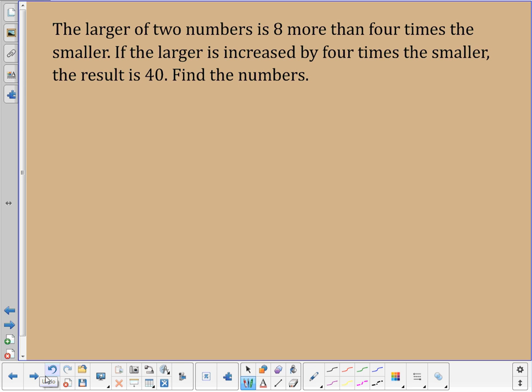Let's take a look at number 8. It says the larger of two numbers is 8 more than 4 times the smaller. If the larger is increased by 4 times the smaller, the result is 40. Find the numbers. So we have 2 numbers that we're looking for here. One is going to be the smaller one, and one is going to be the larger.